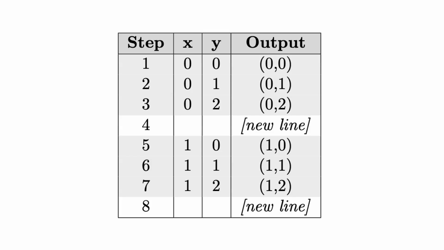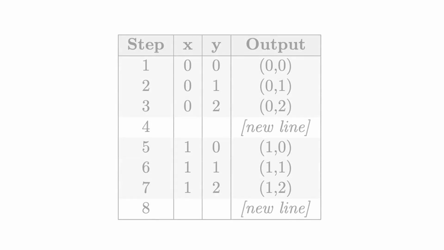Step 3. X still 0, y becomes 2. We print 0, 2. Then we get a new line and x advances to 1.